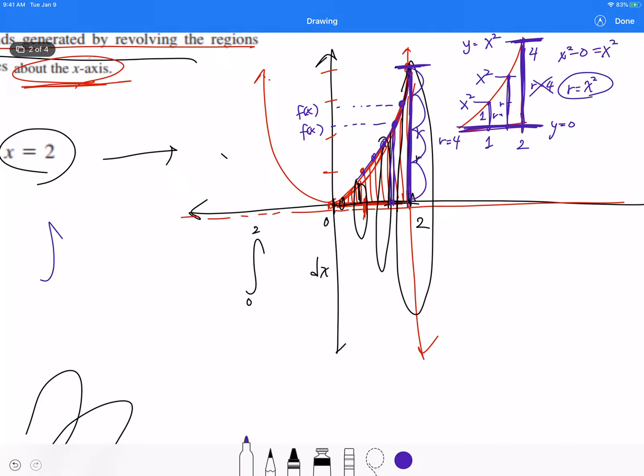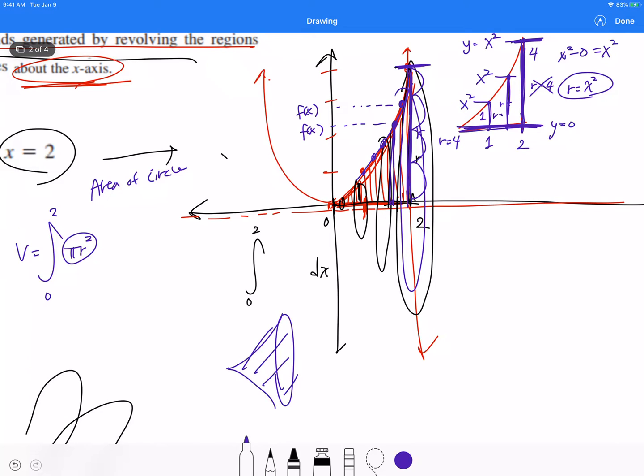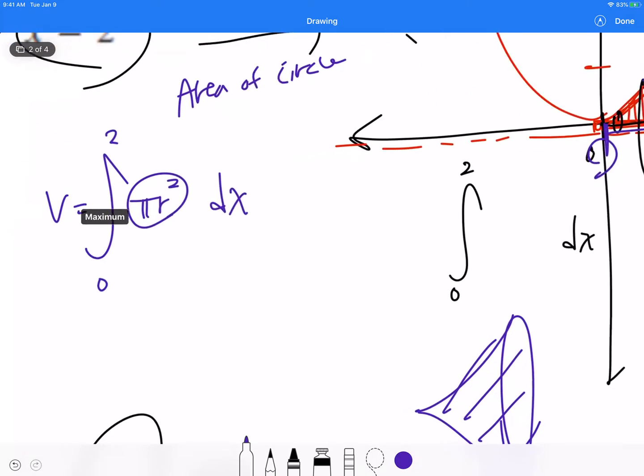So if we integrate pi r squared, because that's the area of a circle, I hope you remember that, then we find the volume of the shape, which looks something like this. That's like a Hershey Kiss volume shape. That's what it's going to look like. And we want to integrate in terms of dx, the change in x, because we're shifting from 0 to 2.